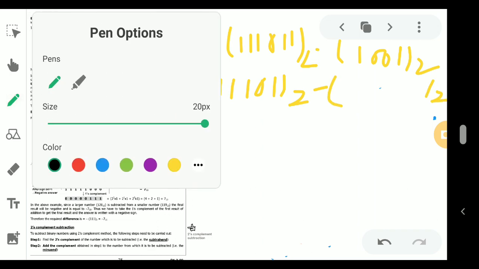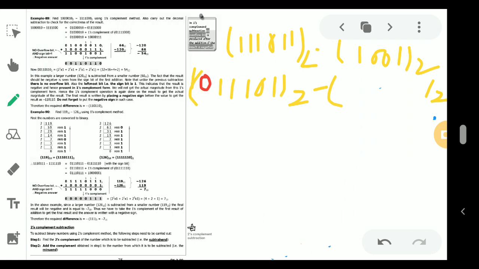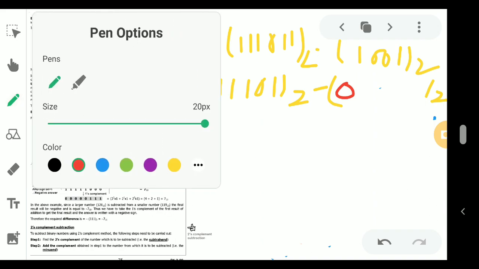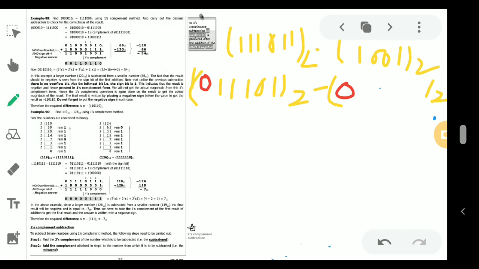So I make this number positive, and the rest of the bits are like that: 0 0 1 1 1 0 1 base 2 minus, whatever base 2 is there. I am writing 0 first, and we need to add extra bits over here, so that it is 0 0 0 1 0 0 1 base 2. So the first step is over.